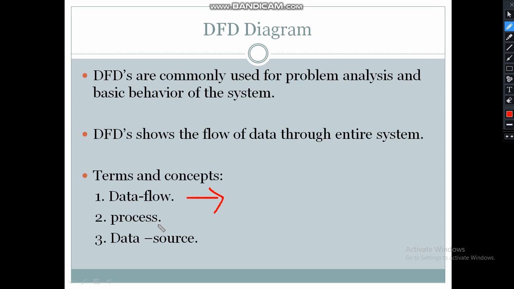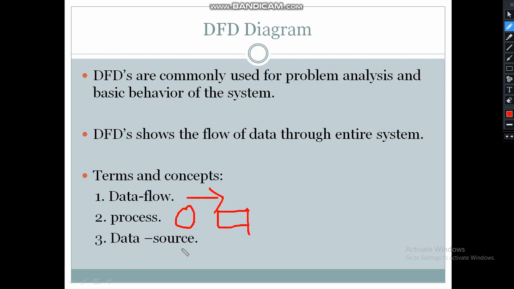The second one is process. A process represents the behavior of the system. How to perform an operation or an action of a particular component is represented by a process. A process is graphically rendered with a circle or a rectangle, either one, representing the behavior of the system.